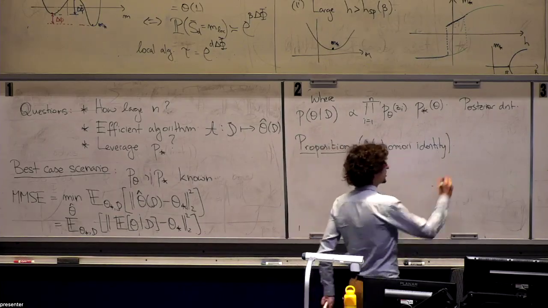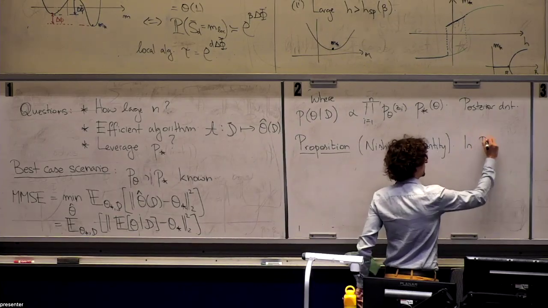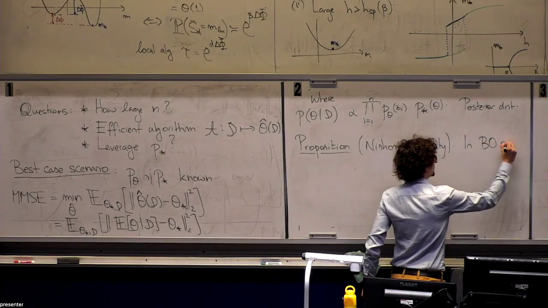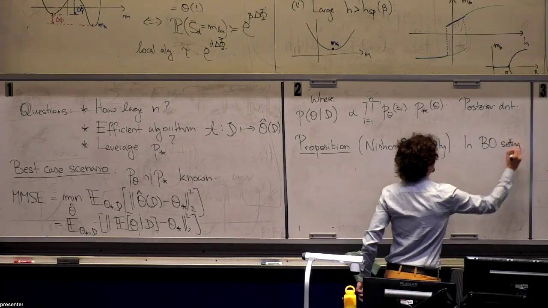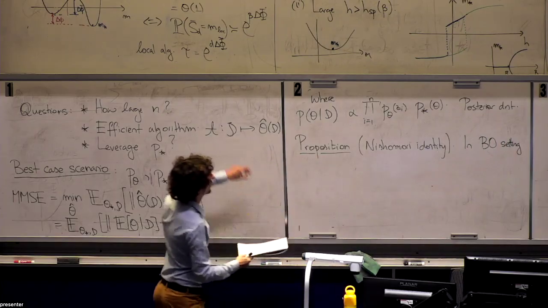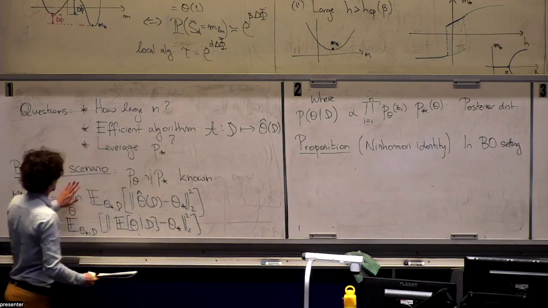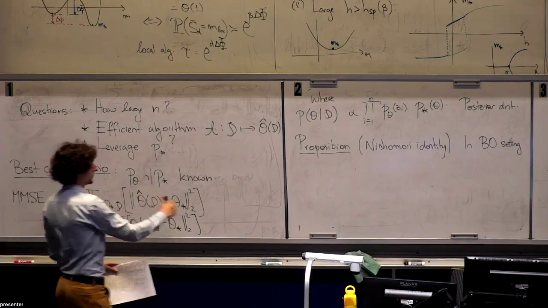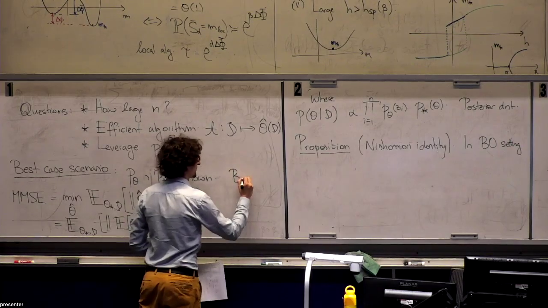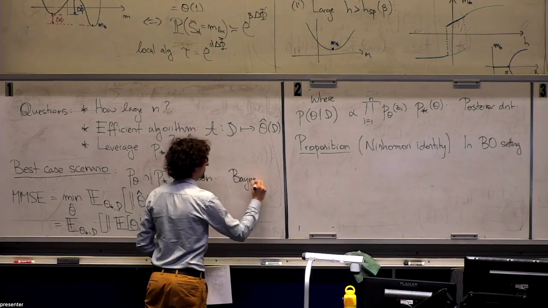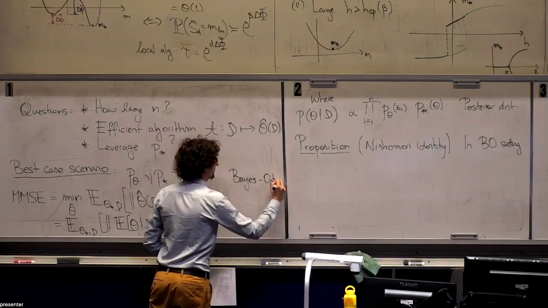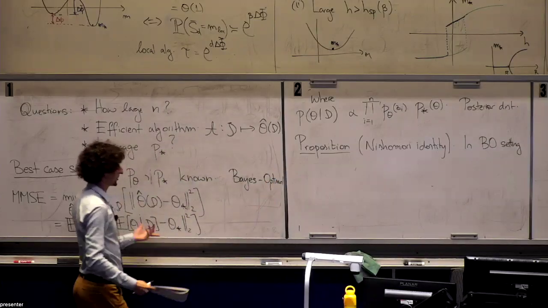In the Bayes optimal setting, and by Bayes optimal setting I mean the best case scenario, what I call Bayes optimal, is when we actually have information about the likelihood and the prior.